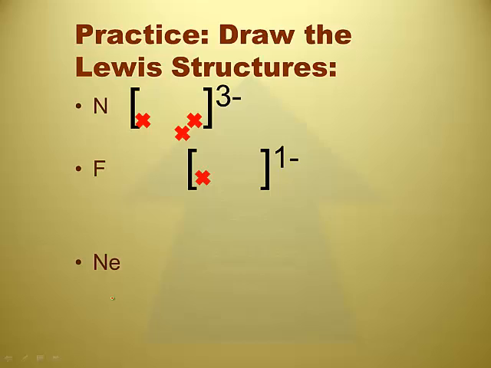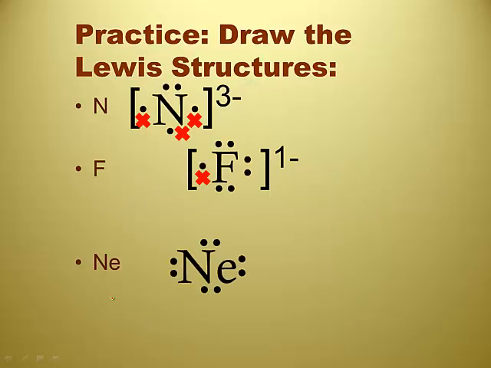Pause, try these out. All right, there are your 3 answers. Nitrogen got 3 extra electrons, fluorine got 1, and neon doesn't form an ion. Trick question.